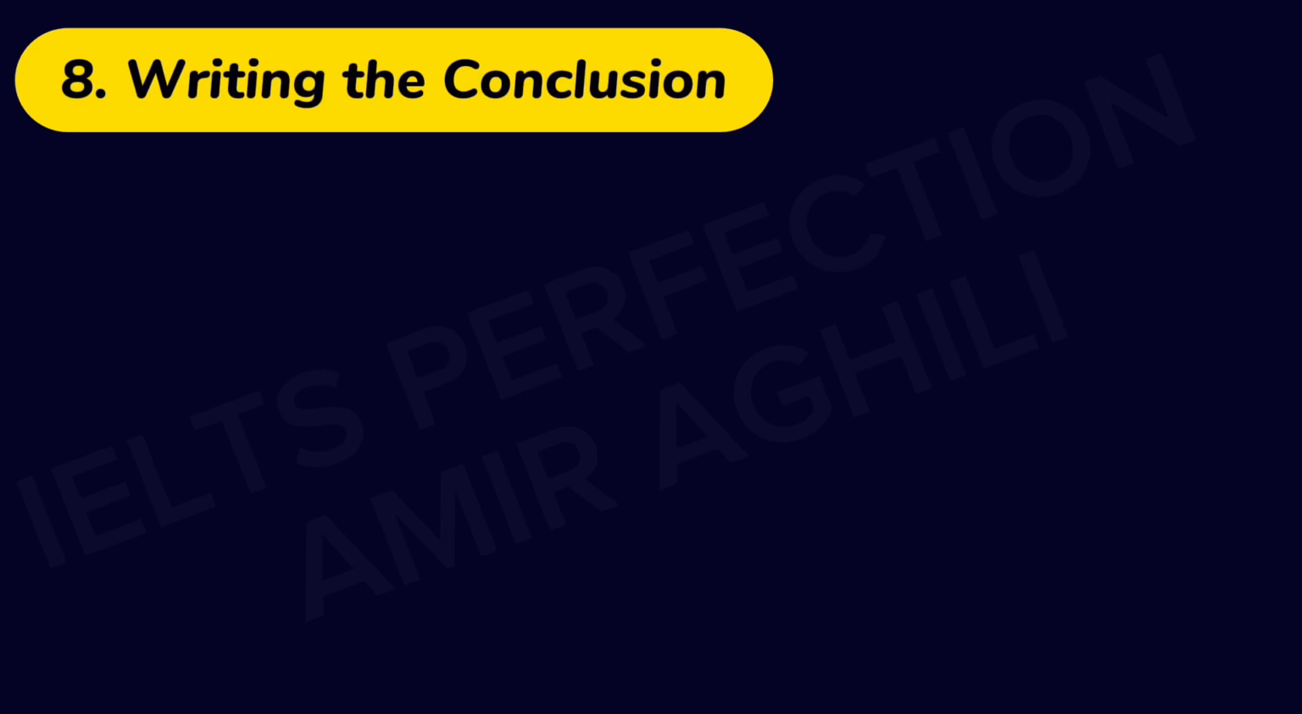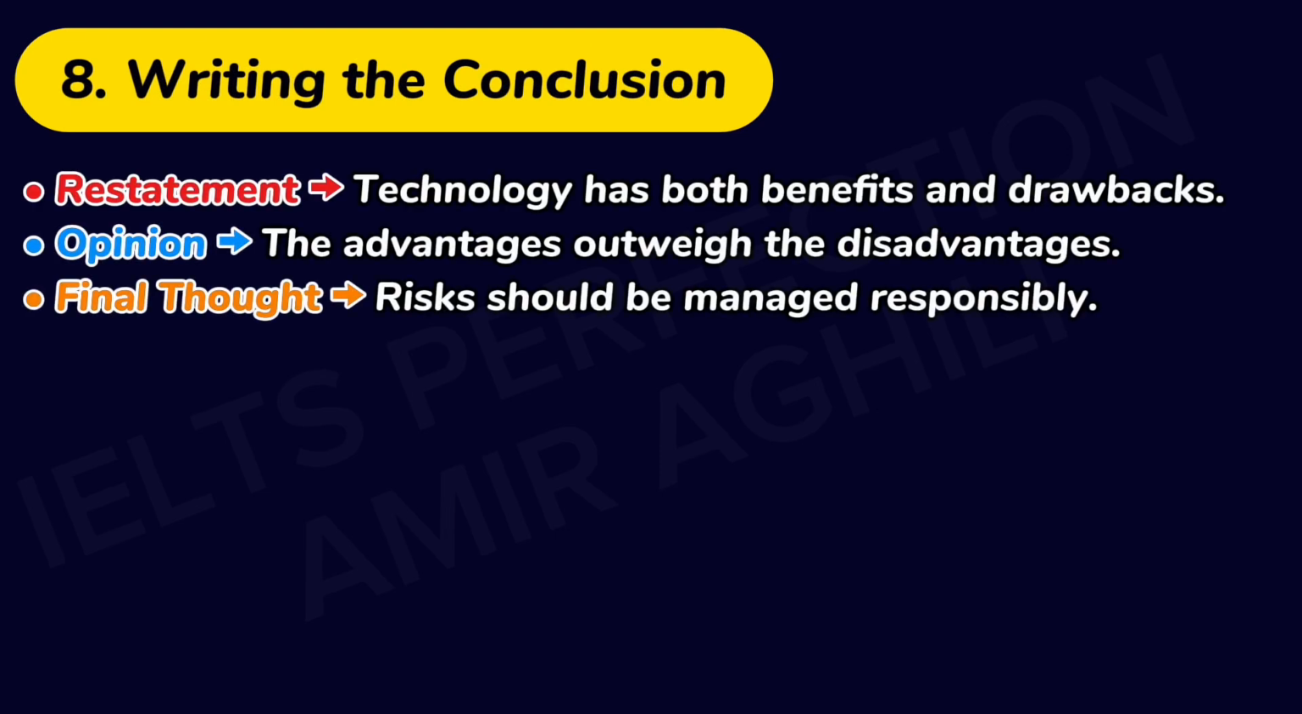And step 8 is writing the conclusion. Conclusion is simply thesis restated plus balanced closure. Try to keep it confident, clear, and formal. So, we will have three main parts for the conclusion: restatement, opinion, and final thought. For restatement, you can simply mention technology has both benefits and drawbacks. For the opinion part, you can say the advantages outweigh the disadvantages. And you could also mention that risks should be managed responsibly as your final thought.